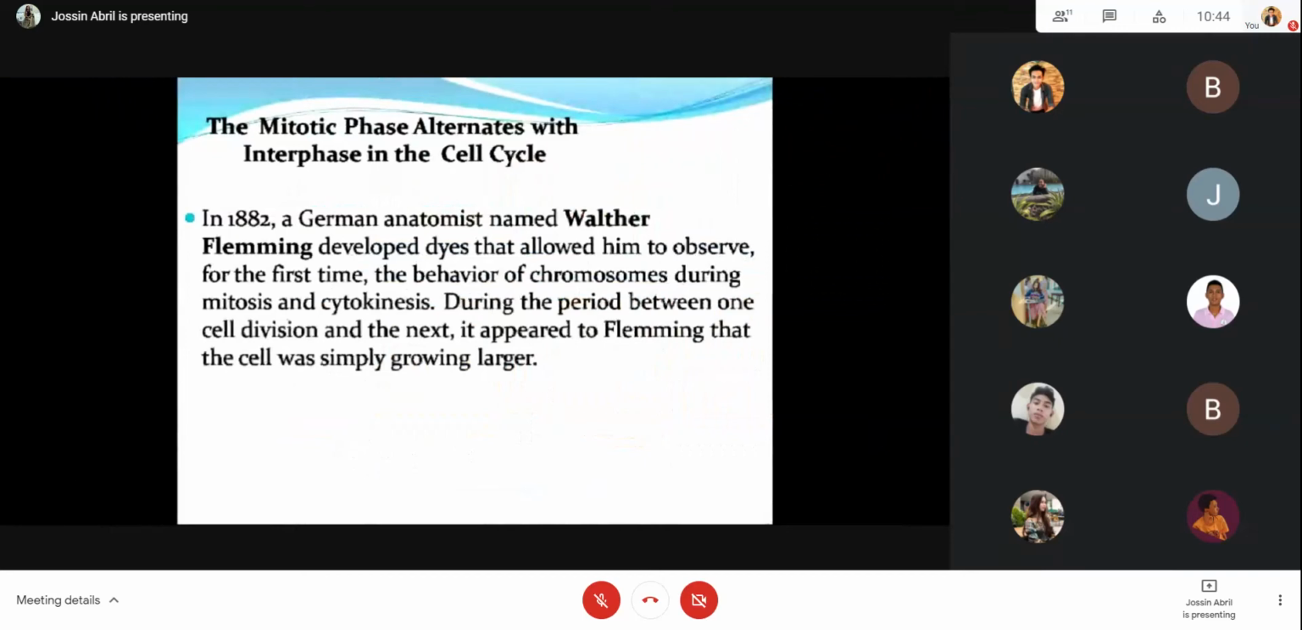The mitotic phase alternates with interphase in the cell cycle. In 1882, a German anatomist named Walter Fleming developed dyes that allowed him to observe for the first time the behavior of chromosomes during mitosis and cytokinesis. During the period between one cell division and the next, it appeared to Fleming that the cell was simply growing larger. Walter Fleming also coined the terms mitosis and chromatin.